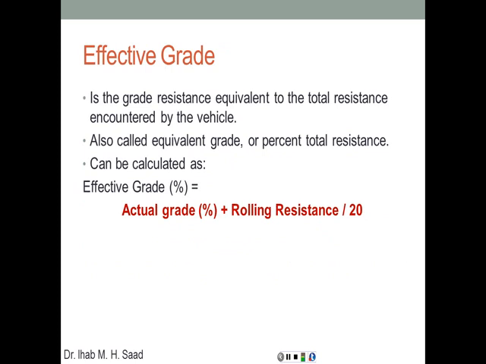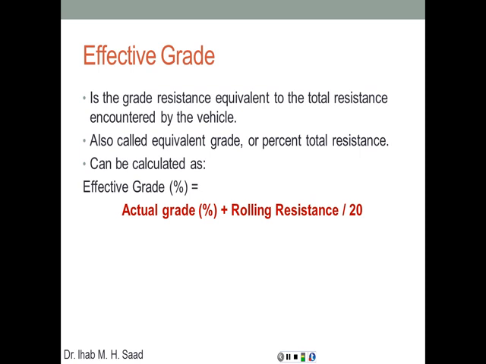Can we express both resistances into one? Can we express both rolling resistance and grade resistance as a common number? Effective grade is the grade resistance equivalent to the total resistance encountered by the vehicle. So you can say, for example, that a vehicle that's moving on a flat surface, but the road is rutted and is going to exert a lot of rolling resistance, that is as if the equipment is moving uphill on a certain slope. It's also called equivalent grade or percent total resistance, and can be calculated as follows.